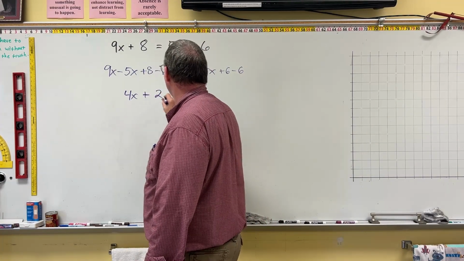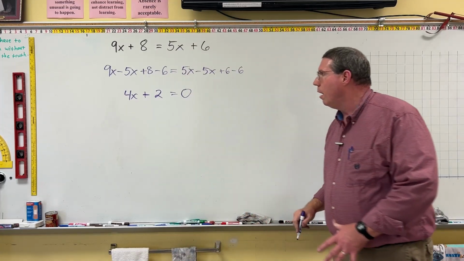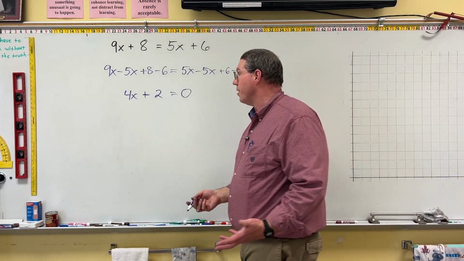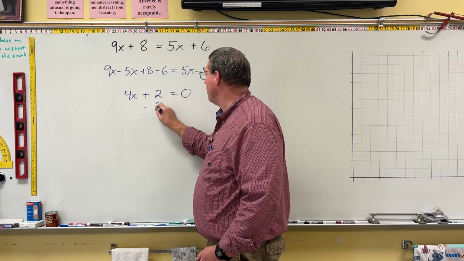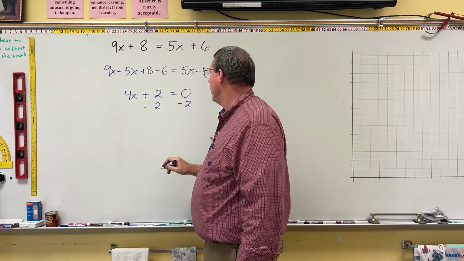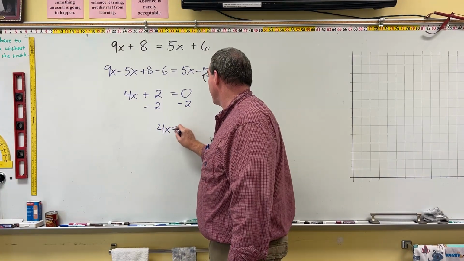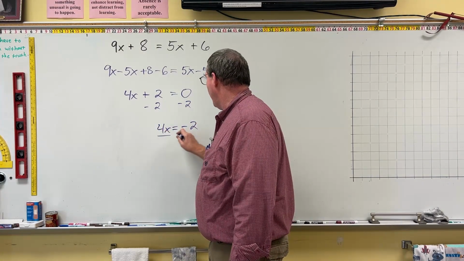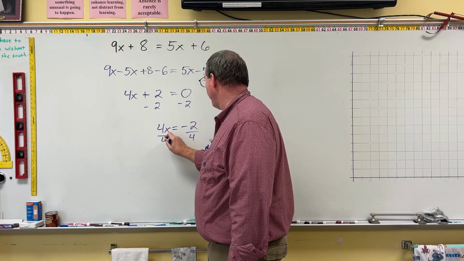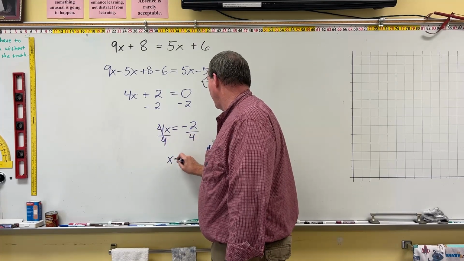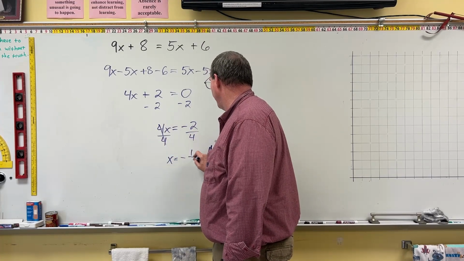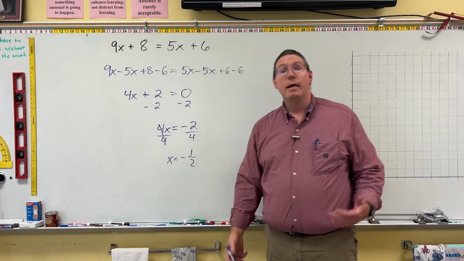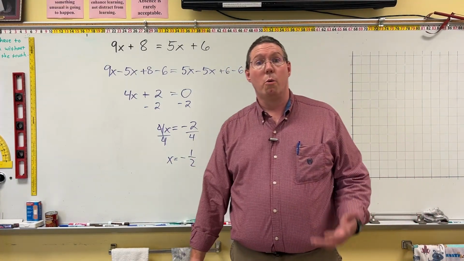That's plus 2. Now I have a much simpler equation, and I can just simply minus 2 from both sides, and I get 4x is equal to negative 2. And then I'm back to the place where I divide by 4 on both sides, and I get x is equal to negative 1/2. Okay? Either one of those ways will work.